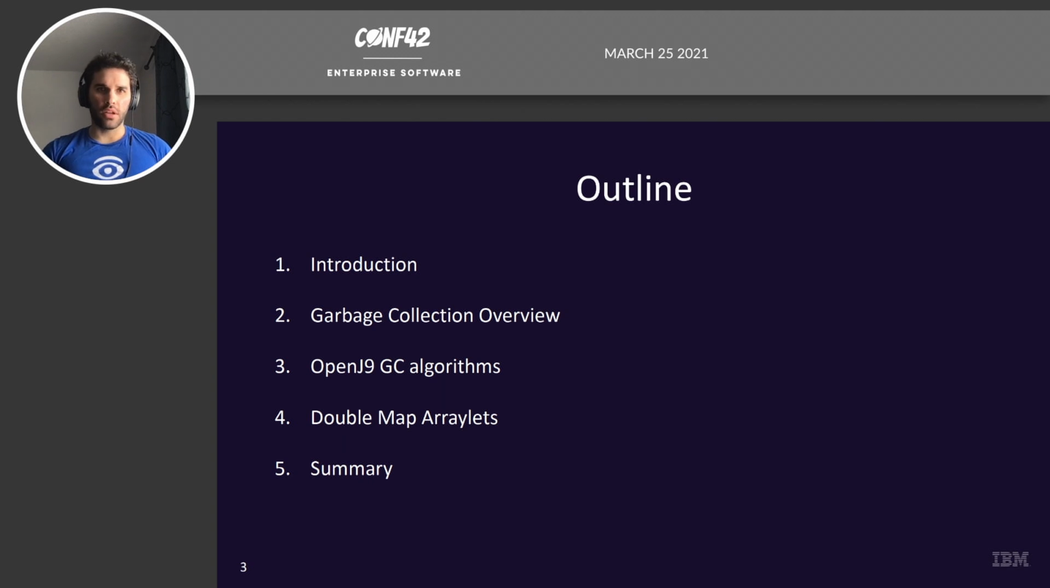I'm going to start with the garbage collection overview. We're going to start slowly and then get into more details with the OpenJ9 GC algorithms. And I'm going to finish off with an advanced structure called double mapping.